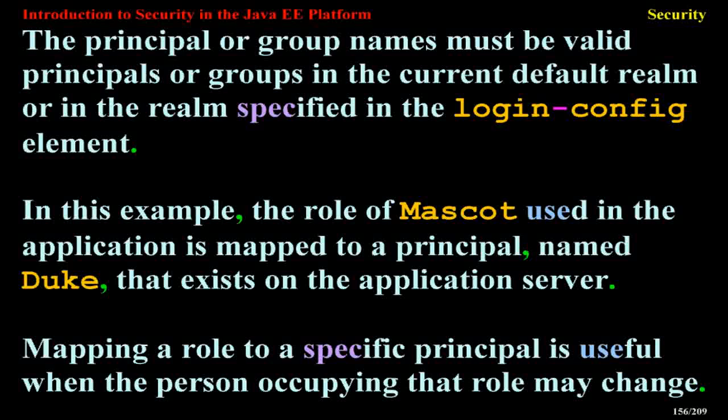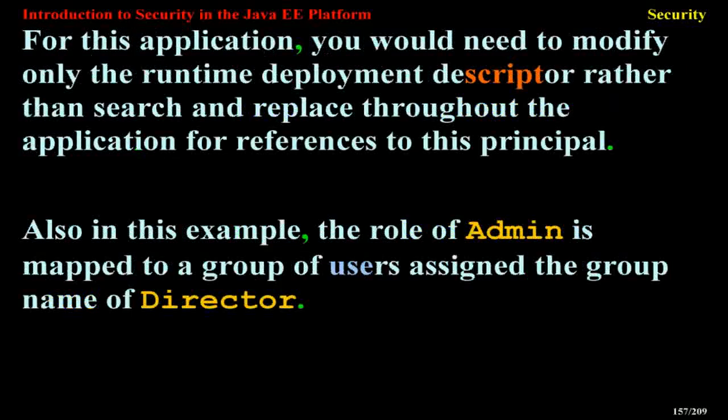In this example, the role of Mascot used in the application is mapped to a principal, named Duke, that exists on the application server. Mapping a role to a specific principal is useful when the person occupying that role may change. For this application, you would need to modify only the runtime deployment descriptor rather than search and replace throughout the application for references to this principal.